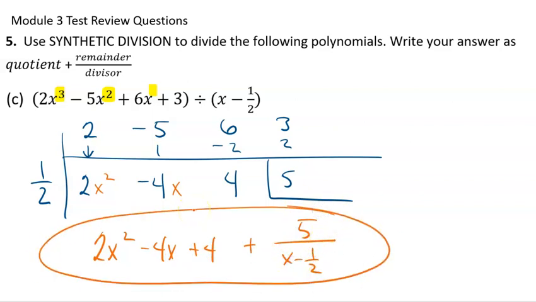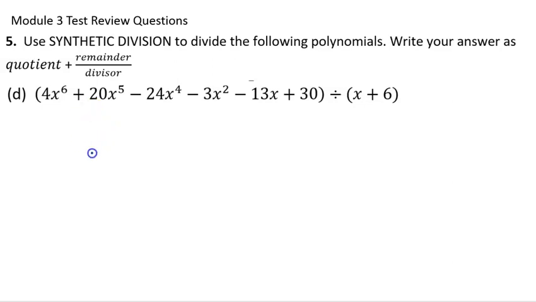There you go. How do you check yourself? Take that quotient right there, 2x squared minus 4x plus 4. Multiply it by x minus 1/2. You'll use the distributive property, add 5 to it, which is your remainder, and you should get this original dividend back. The last one I've got, and it is enormous.